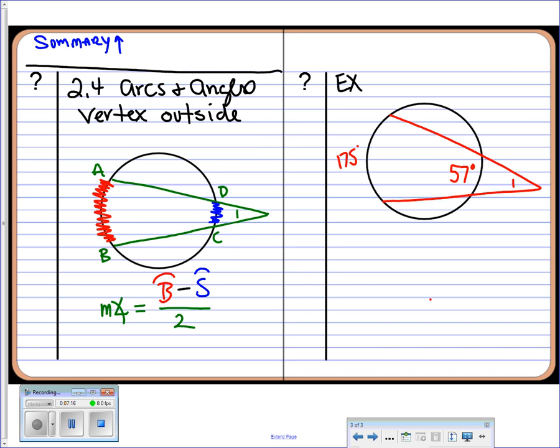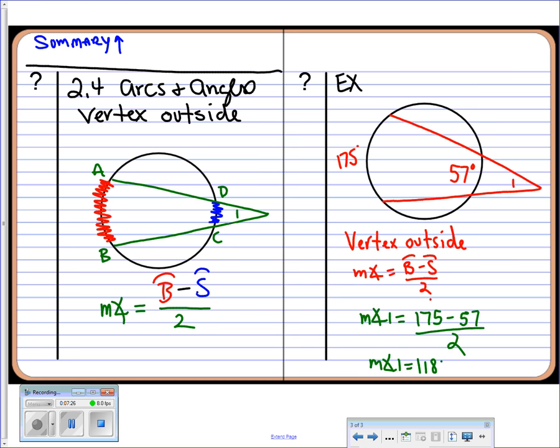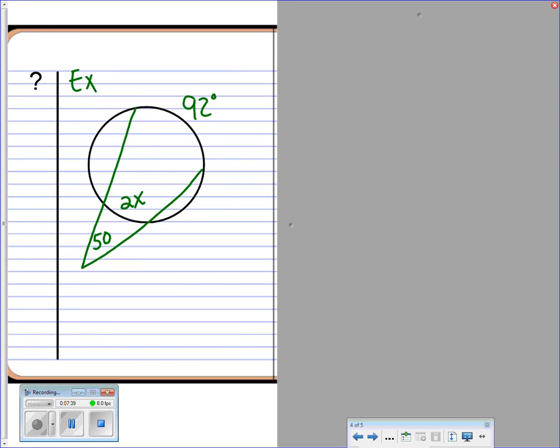Okay, so here's our first problem like this. Let's identify it. Let's write down the formula with no numbers in it. And then let's just put the numbers in it. So as you can see, I just took the 175, which is the large arc, and I subtracted the smaller arc, 57, from it and divided by 2. Pretty straightforward. All right, let's take a look at another one.